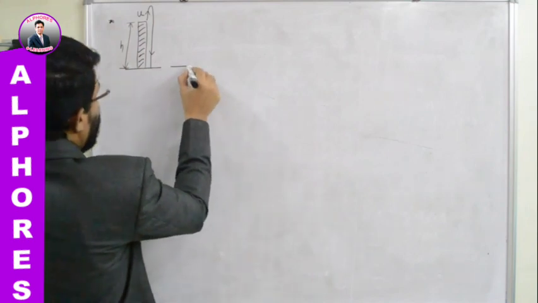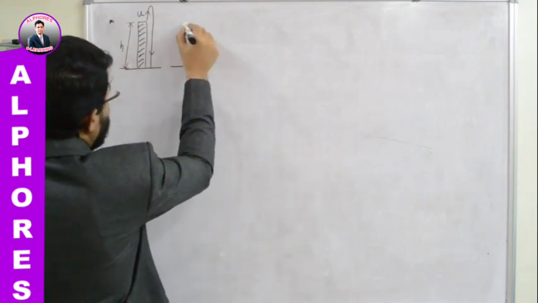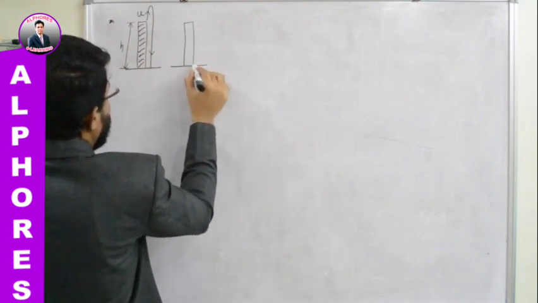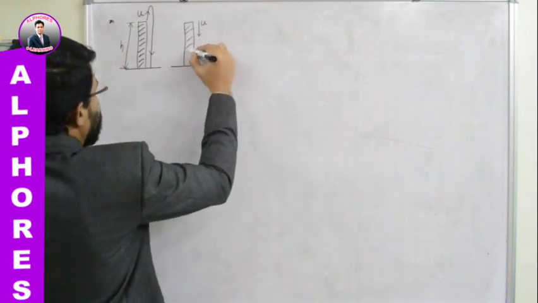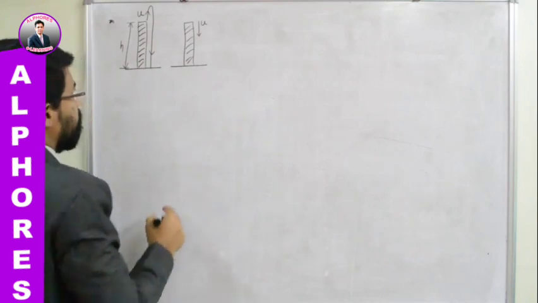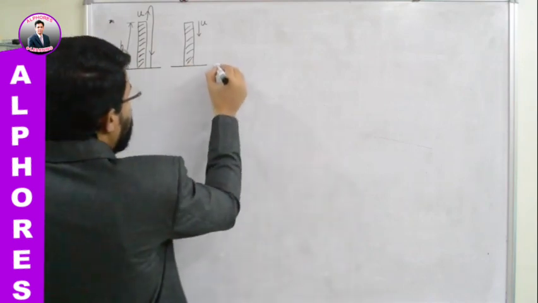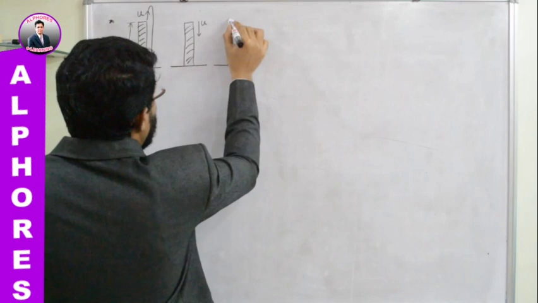The other body, I will draw one more same tower diagram. The other body is projected downwards with a velocity equal to u. It's not dropped, it's projected. Height of this tower is also h only. The third one, it's dropped.